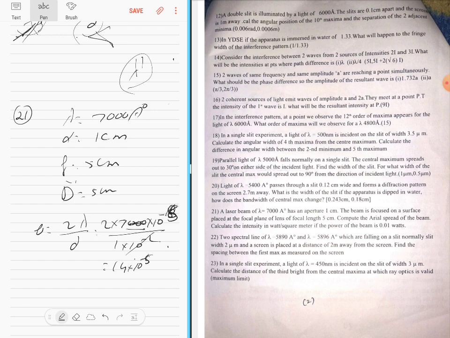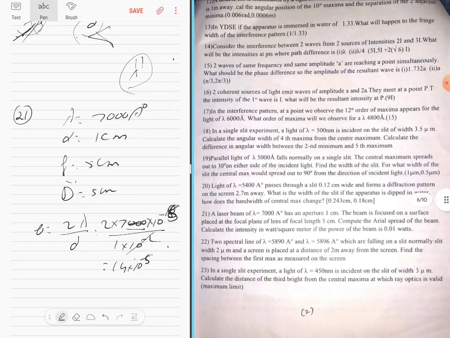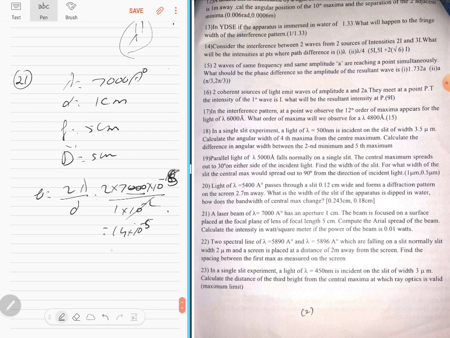And it comes to 14 into 10 to the power minus 5, which is 0.00014, whatever it is in radians, is the answer that I'm getting. You can check with your teachers on that. Compute the angular spread of the beam. So this will be your theta. For whatever angle you get, you have to halve it because you need the radius. So you have to halve this angle.